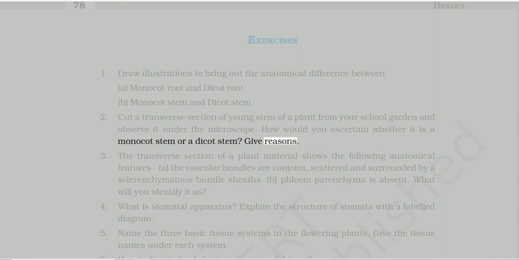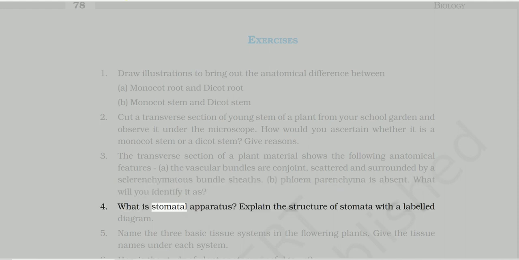Give reasons. 3. The transverse section of a plant material shows the following anatomical features. A. The vascular bundles are conjoint, scattered and surrounded by sclerenchymatous bundle sheaths. B. Phloem parenchyma is absent. What will you identify it as?